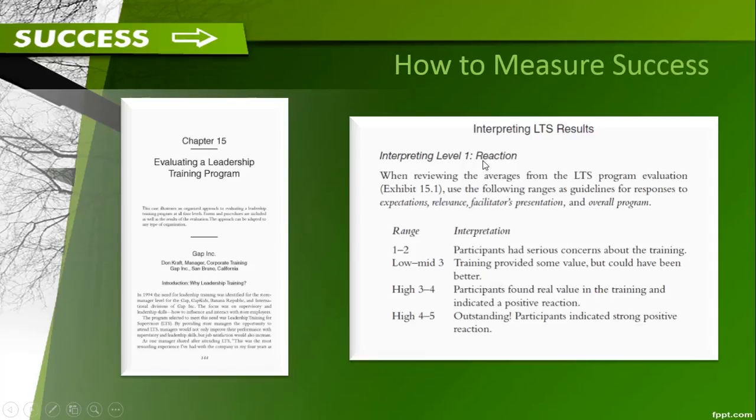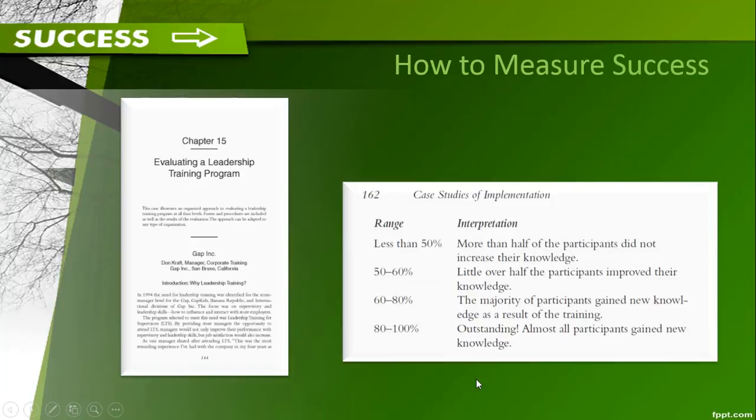In this case, they do talk about reaction, and they provide the guidelines for the different kinds of areas that they cover in their sheet. So for example, expectations, relevance, facilitators, presentation, and overall program. They have guidelines for each of those separately, and then they have guidelines for the interpretation of the learning scores.